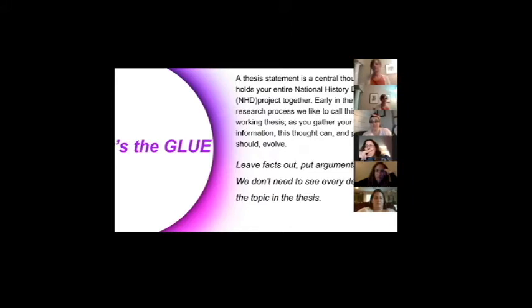So the thesis statement is central and it really holds everything together. So this got cut off. I'm sorry, guys. I don't know why it got cut off, but it's the glue. It's the glue that keeps your whole project together.